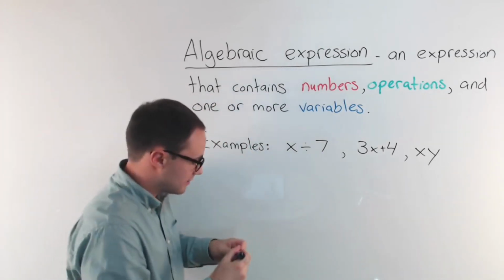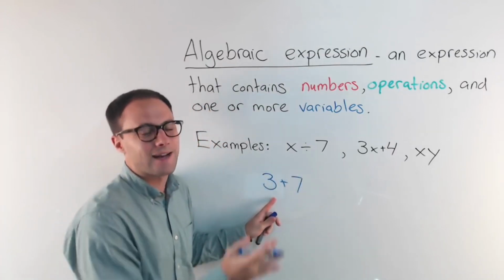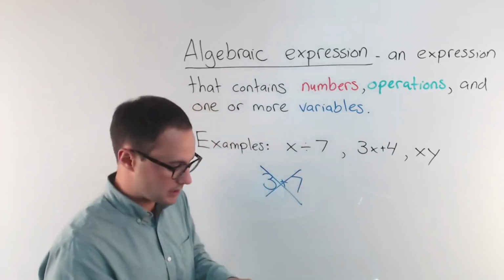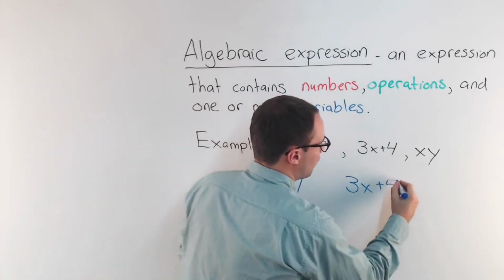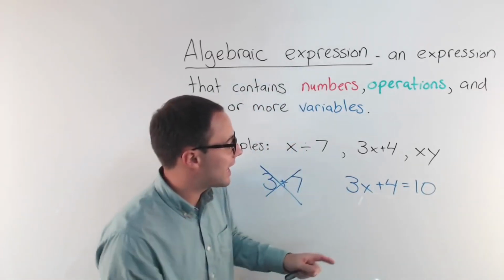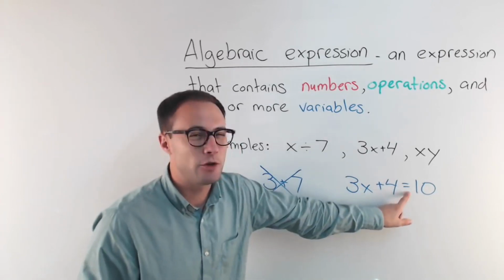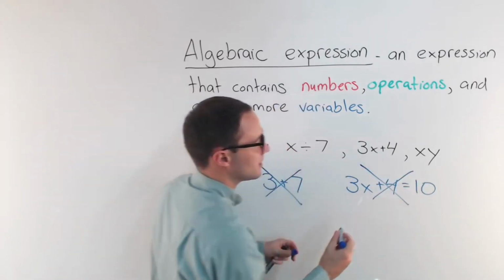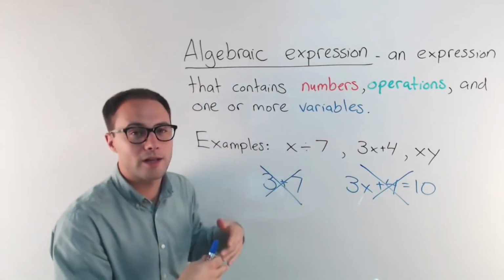Some that aren't: if you've got something like 3 plus 7, that's not an algebraic expression because there is no variable. That would be just a numerical expression. Same thing if you got 3x plus 4 equals 10. That also is not. Even though it has a variable, operations, and numbers, it has an equal sign, which means this is actually an equation, not an expression at all. Okay. So make sure you understand what an algebraic expression is and what it includes.